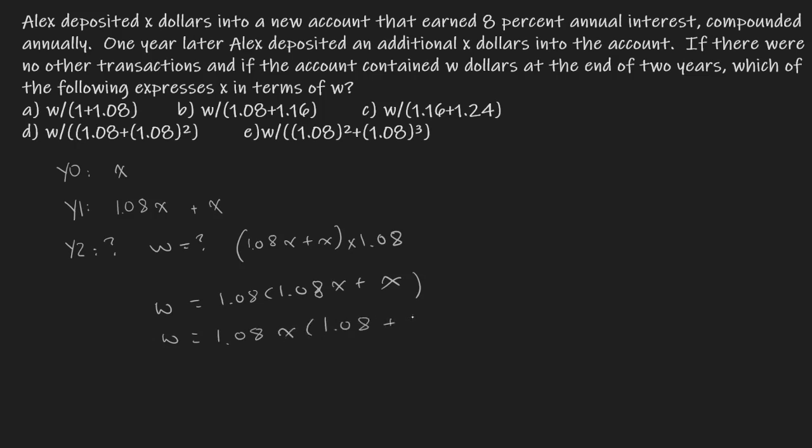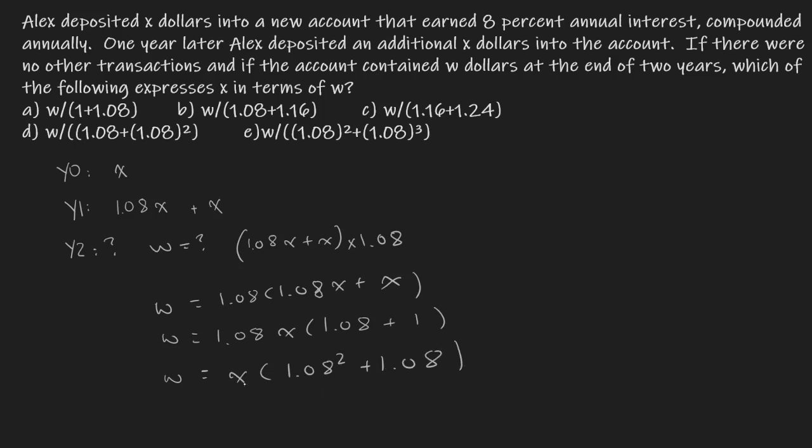(1.08 plus 1). Now, I'm not going to actually do the plussing because you can see from the questions here, they're all in 1.08 multiples. Therefore, I want to leave it like this for the second. Now, we have 1.08 on the outside, so I'm going to take it into the inside to get W equals X times (1.08 squared plus 1.08).